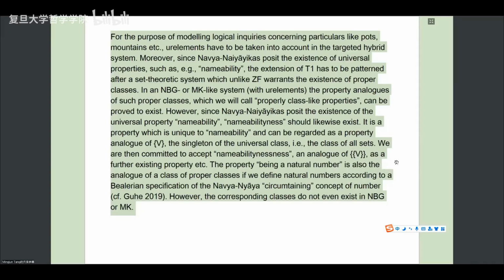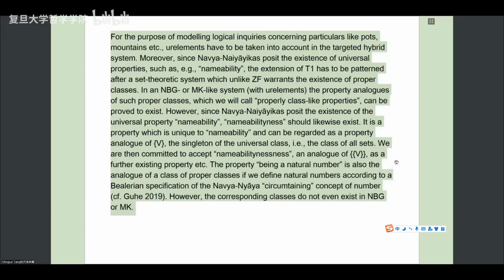And such a system cannot be patterned after ZF. We need a system which warrants the existence of such properties which are like proper classes. But we have this also. We have systems like NBG or MK. MK stands for Morse-Kelly, by the way. NBG, Neumann-Bernays-Gödel, and MK is Morse-Kelly. And these are both systems where you can talk about such very big classes like the universal class, for instance. In an NBG or MK-like system with elements, the property analogs of such proper classes, which we call properly class-like properties, like nameability, for instance, can be proved to exist.